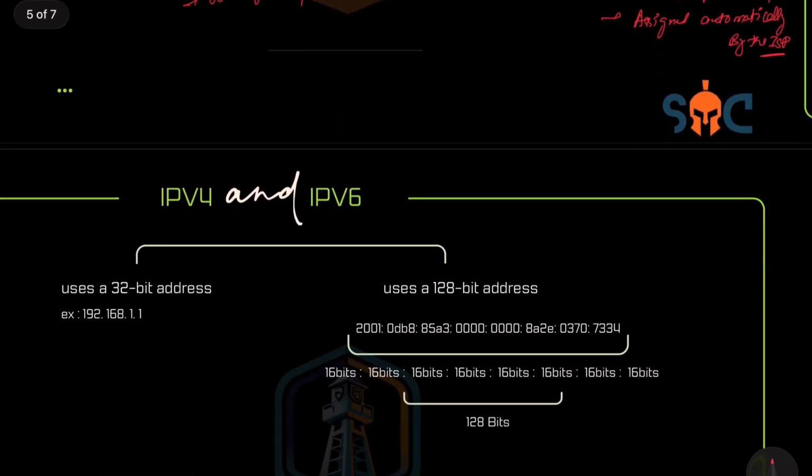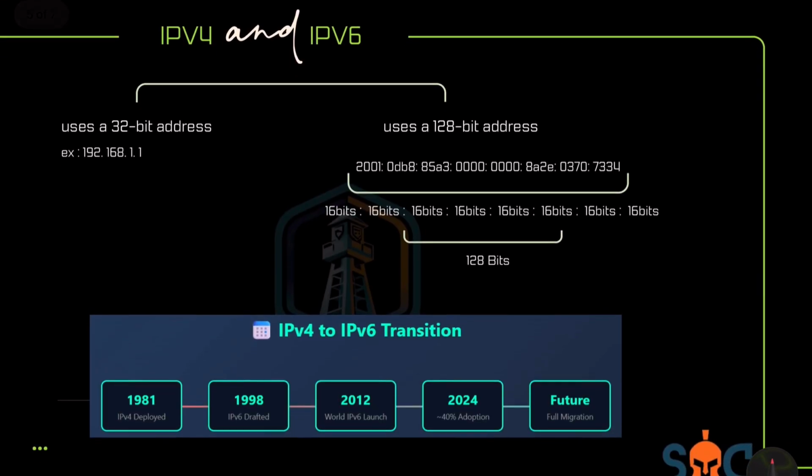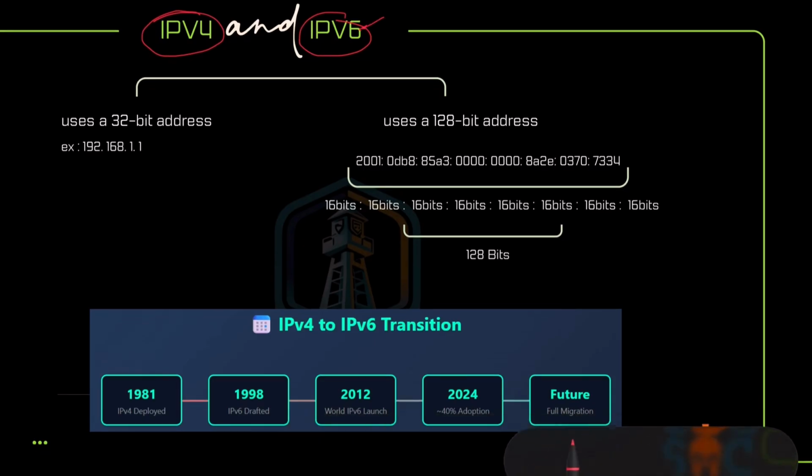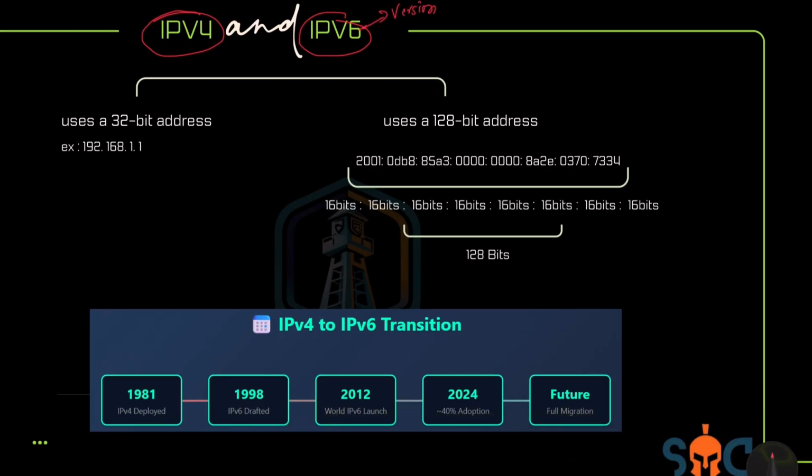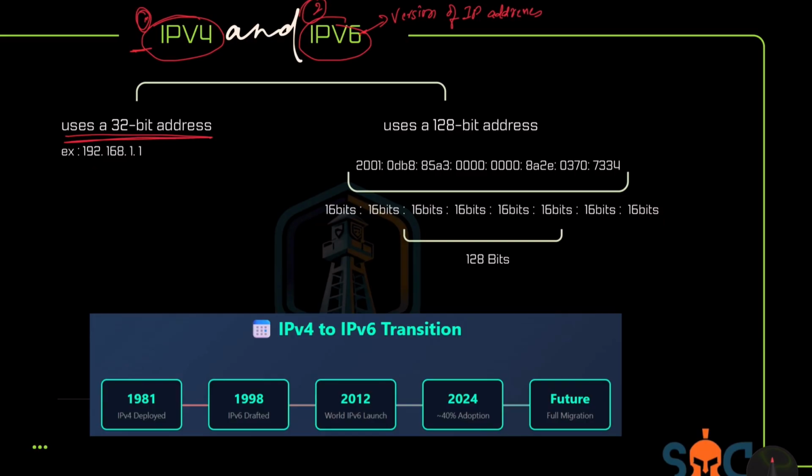Moving to our next slide, that are IPv4 and IPv6. So these are versions of IP addresses. There are two versions, that are IPv4 and IPv6. First we'll try to understand the first version, that is IPv4. IPv4 is the most commonly used IP version. Okay, so this is 32-bit addresses.